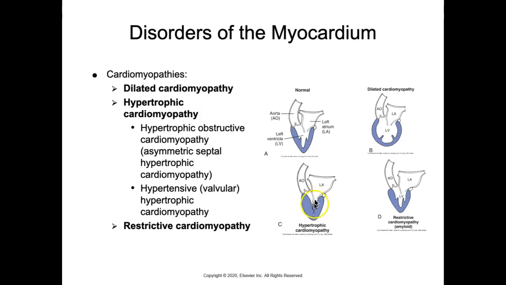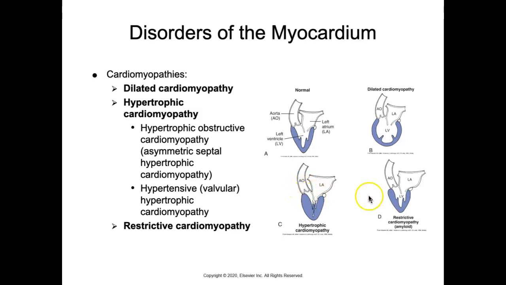And we have a thickening of the interventricular septum. And the other major category of this type is hypertensive or valvular hypertrophic cardiomyopathy. In this instance, we have increased resistance to ventricular ejection, which is usually seen in people that have hypertension or some type of valvular stenosis, and this tends to affect the aortic valve most commonly.